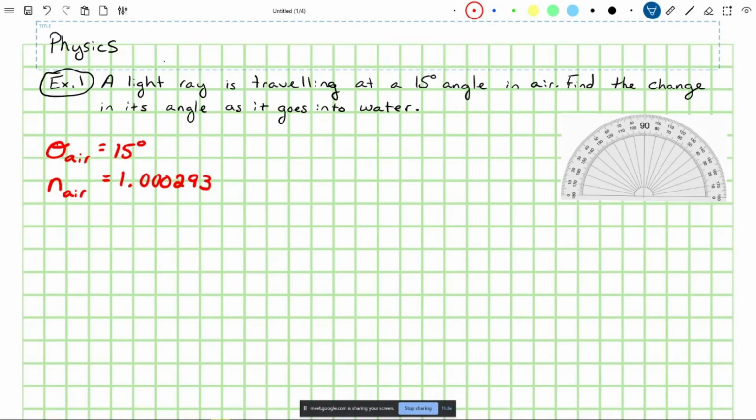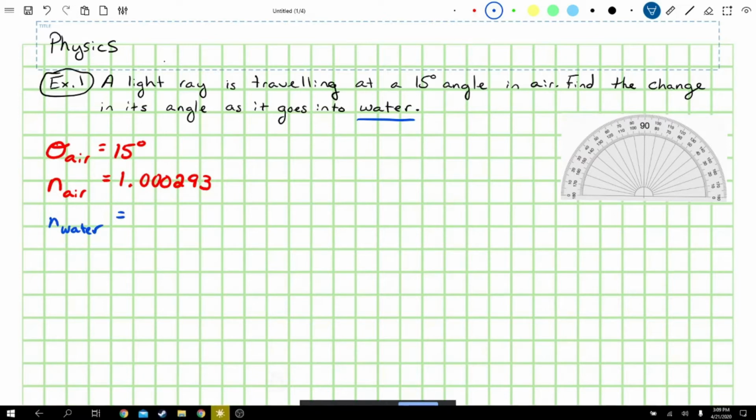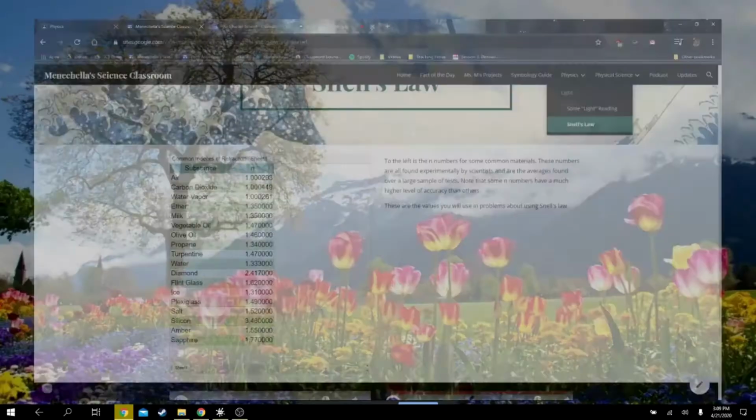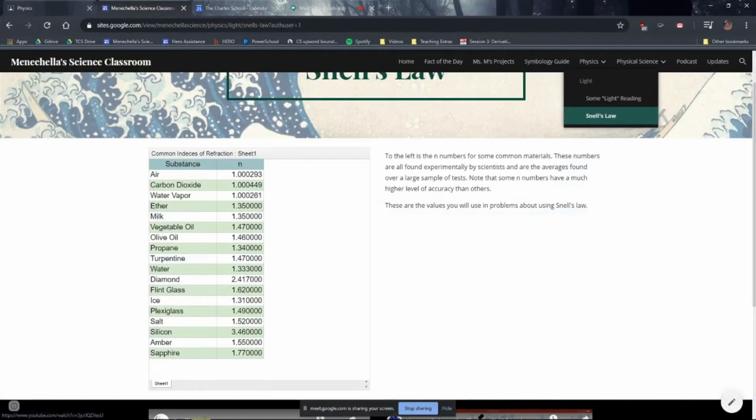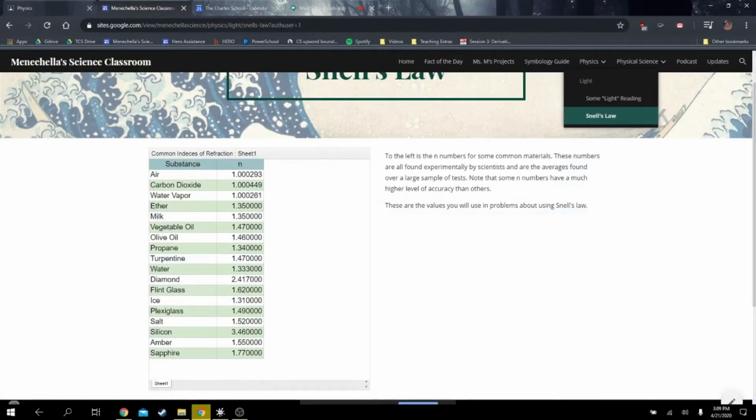It says find the change in its angle as it goes into water. Now, if it says just water, we're going to assume it's a liquid. Unless it says water vapor or ice, we're just going to always assume that that means liquid. So for N of water, we'll look that up on our table. I believe it's 1.33. Nope, forgot a 3. 1.333.